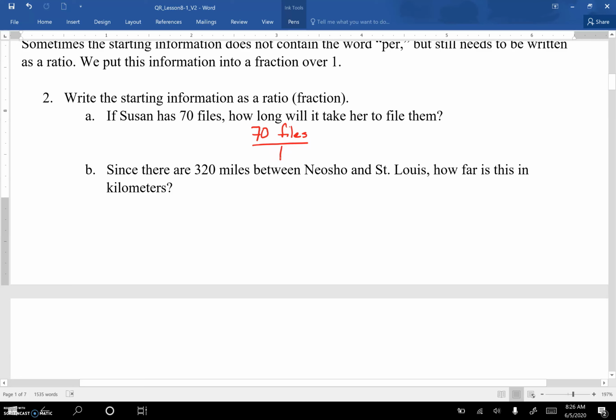Since there are 320 miles between Neosho and St. Louis, how far is this in kilometers? My starting information is this 320 miles. There's no per involved, so it's just going to be 320 miles, and then I find it useful to put that just over 1.